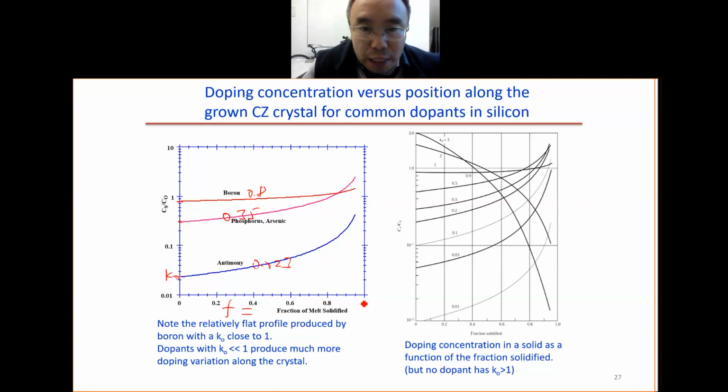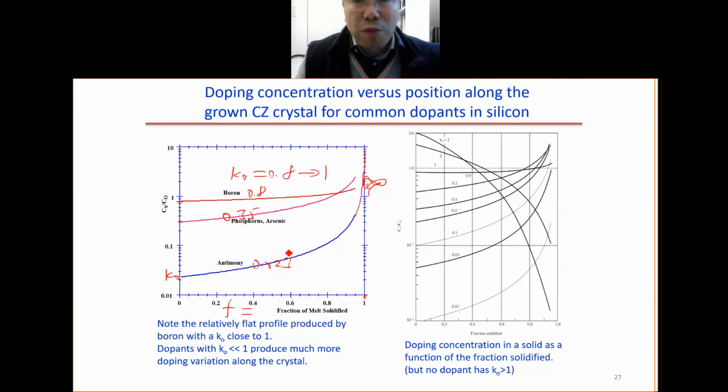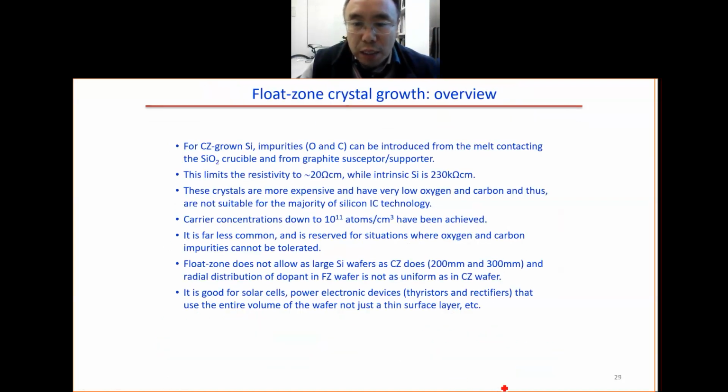At F equal to 1, as we see, it is infinity. It goes to infinity, right? And for boron, the K naught equals 0.8. It's close to 1, so it's flat. For other materials that have bigger segregation, it is less uniform. That's why, as I said, the boron doped wafer is the cheapest, because you have more uniform doping along the wafer. Here's the same drawing, but here we have an example of K higher than 1. But in reality, it's always less than 1.